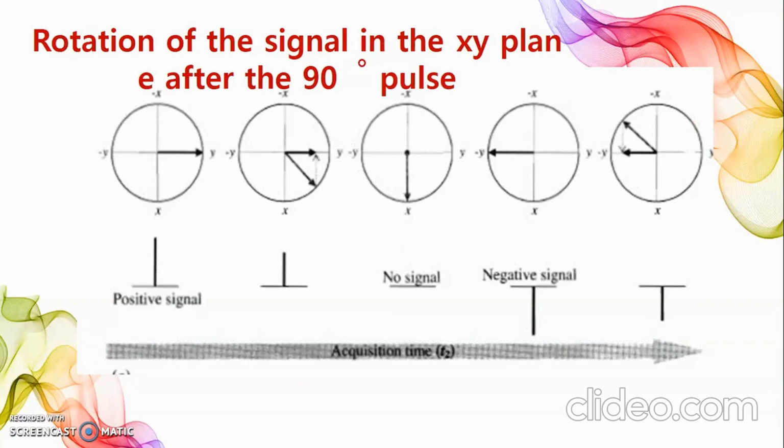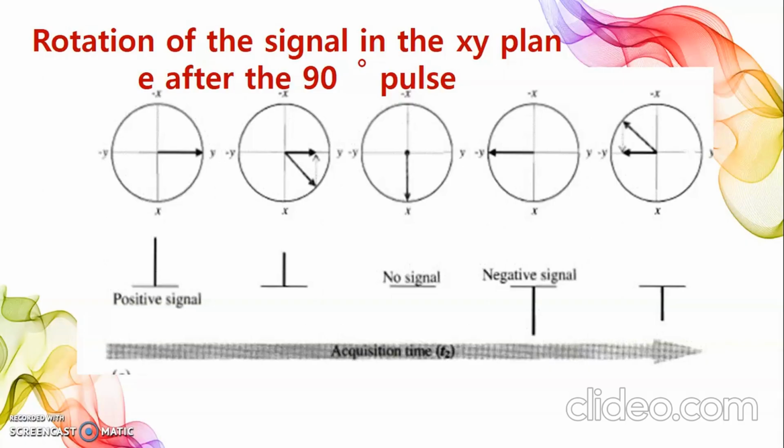The signals collected represent the difference between the applied frequency mu1 and the Larmor frequency of each proton. The FID is then Fourier transformed by a computer algorithm into the conventional NMR spectrum.